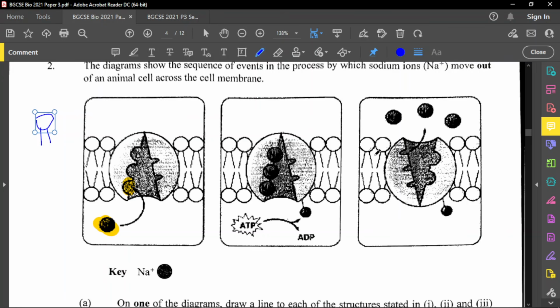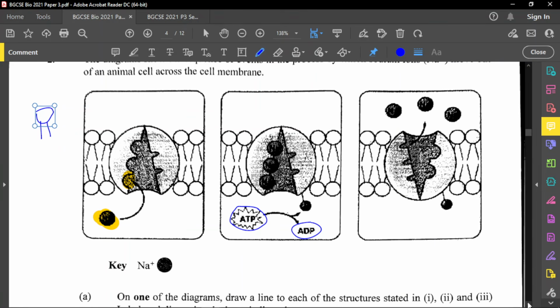Now notice with this diagram that the protein is changing shape. The bottom here is open wider, the top is closed. As the sodium passes through, the change is reversed, and now the top is open and the bottom is closed. Another big thing here is that ATP is converted to ADP, which is adenosine triphosphate converted to adenosine diphosphate. When ATP is converted to ADP, energy is released. So obviously this process is using energy.